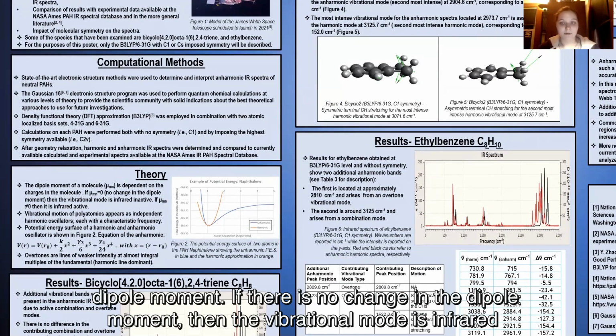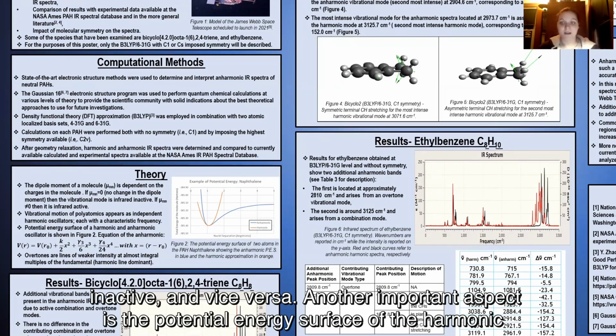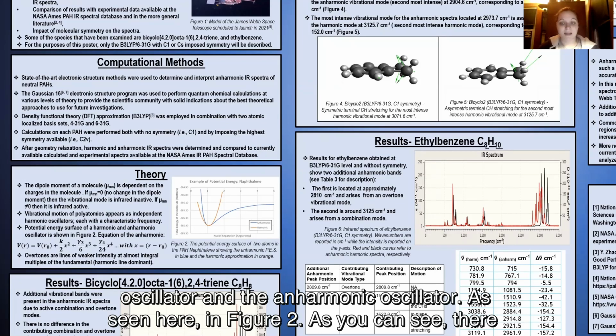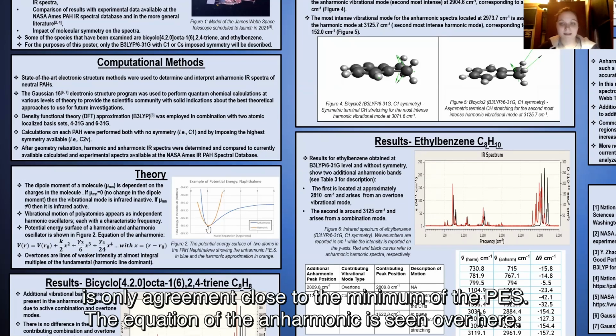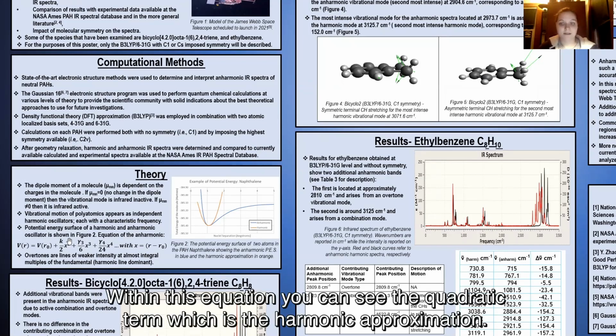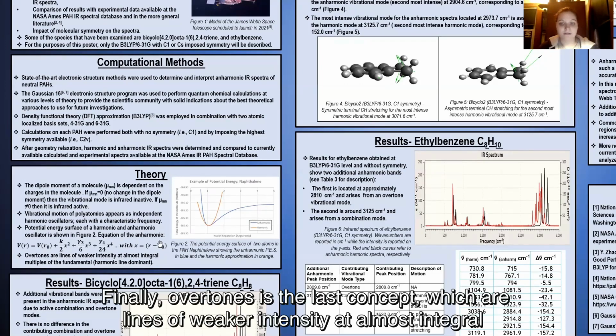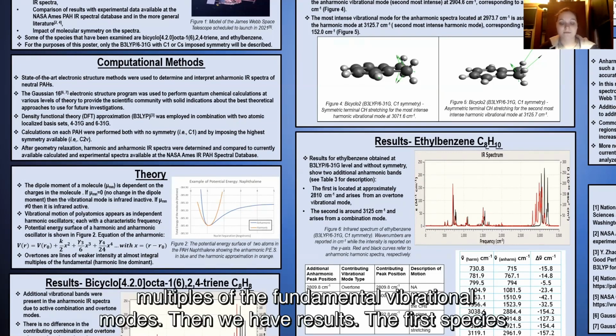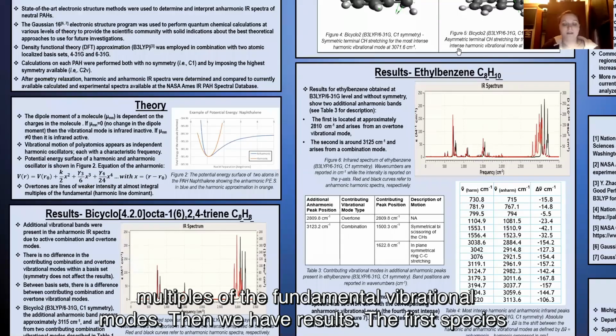An important concept in infrared spectroscopy is the dipole moment. If there is no change in the dipole moment, then the vibrational mode is infrared inactive, and vice versa. Another important aspect is the potential energy surface of the harmonic oscillator and the anharmonic oscillator, as seen here in figure 2. As you can see, there is only agreement close to the minimum of the PES. The equation of the anharmonic is seen over here. With this equation, you can see the quadratic term, which is the harmonic approximation. Finally, overtones is the last concept, which are lines of weaker intensity at almost integral multiples of the fundamental vibrational modes.